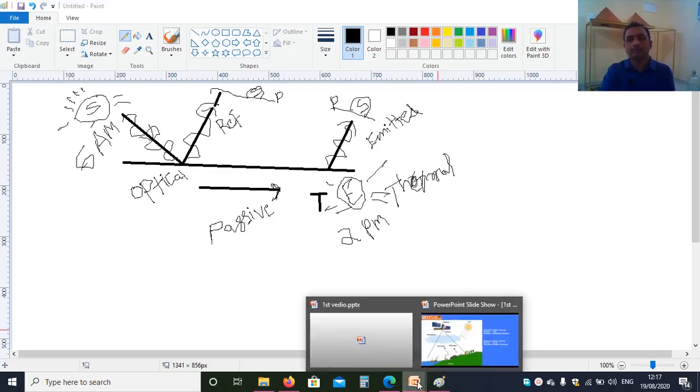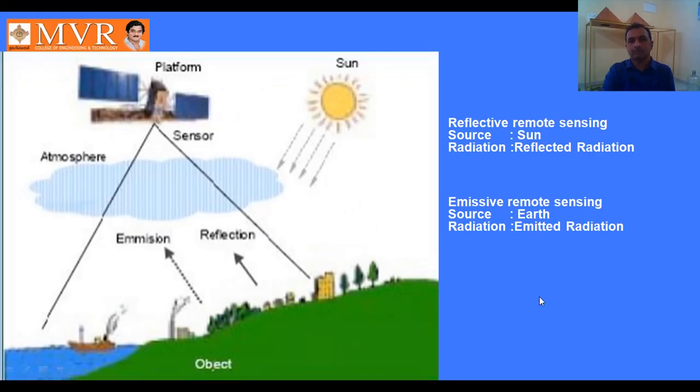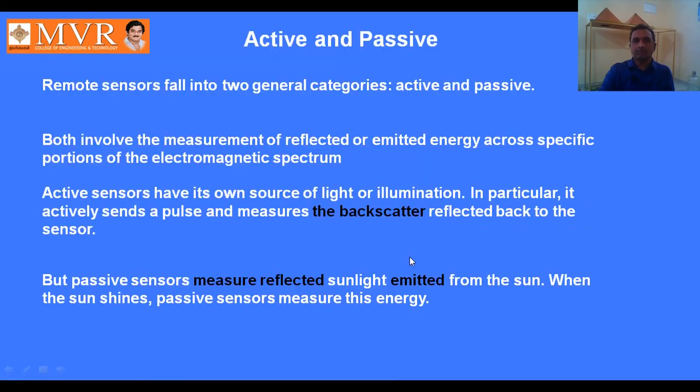So, here reflective remote sensing, second one emissive remote sensing. The source of reflected radiation is the sun. For emissive radiation, the source is the earth surface, and the radiation is emitted radiation. Okay. Now, let us enter into active and passive remote sensing.